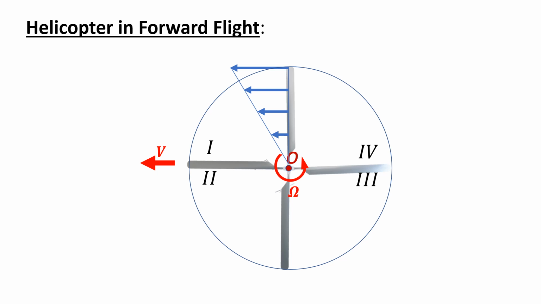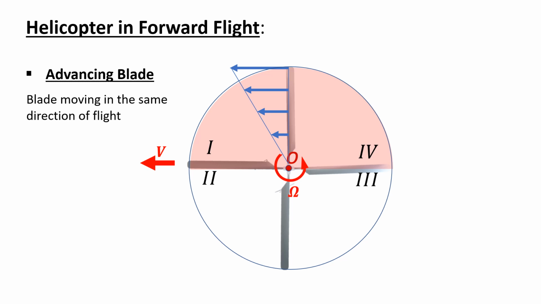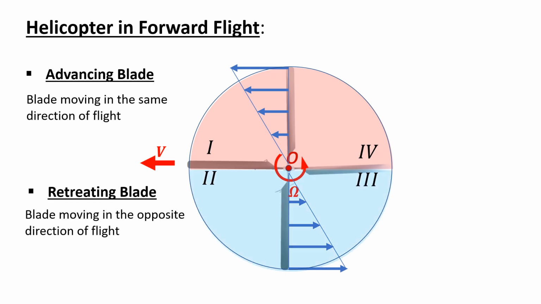If we now focus on the top blade in here, we can see the linear velocity distribution along the span, and we notice the blade is rotating in the same direction as the flight, so we call it the advancing blade. And apparently when the blade is in quarter 1 and 4, it is the advancing blade. Now let's move to the other blade, the bottom blade, and it will have a velocity distribution symmetrical to the center. And apparently this blade is moving in the opposite direction of the flight, so we call it the retreating blade.